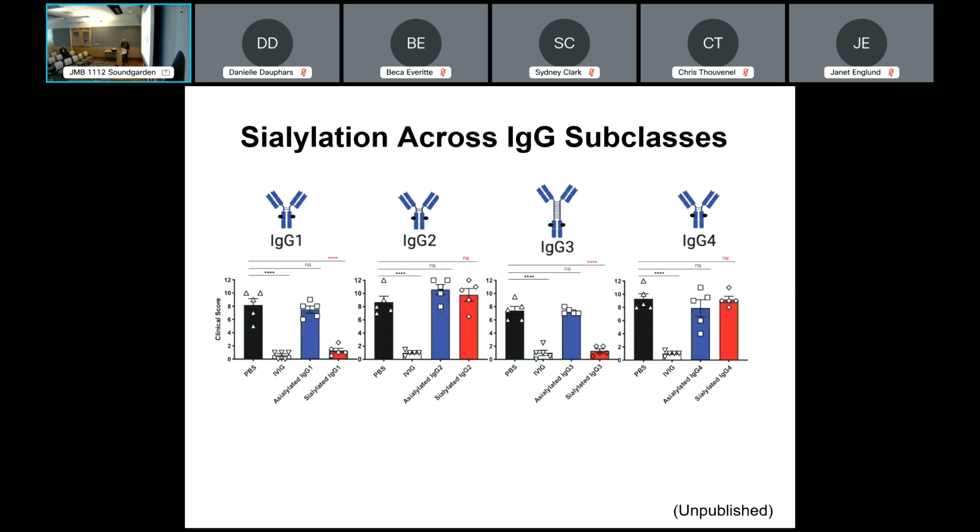And so we tested them in the K/BxN serum transfer model, and what you can see is that when we sialylate an IgG1 antibody, compared to the asialylated in blue and sialylated in red, it's inhibitory. When we sialylate an IgG2 antibody, there's no effect, so it's not anti-inflammatory. When you sialylate IgG3, all of a sudden it's anti-inflammatory, and when you sialylate IgG4, there's no protection. We thought this was pretty interesting because the anti-inflammatory activity conveyed by sialylation tracks only with the antibodies that have pro-inflammatory activity. So it really seems to be tied to these antibodies that already bind to Fc receptors.